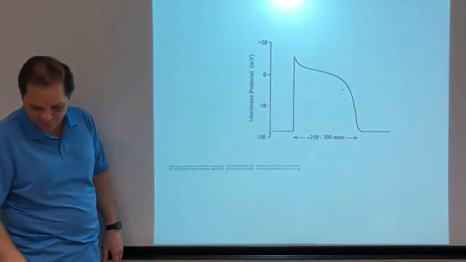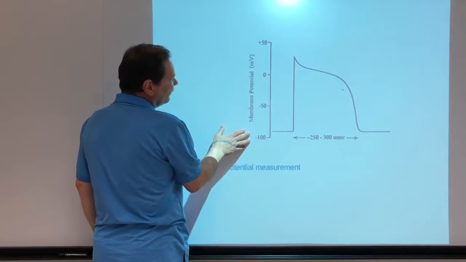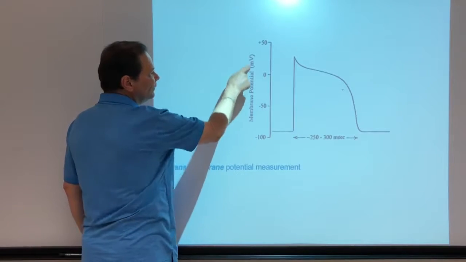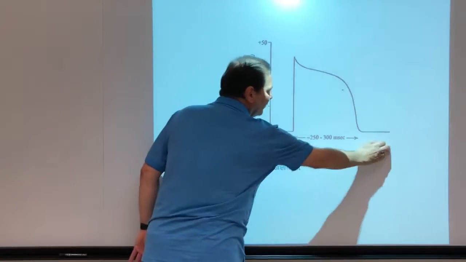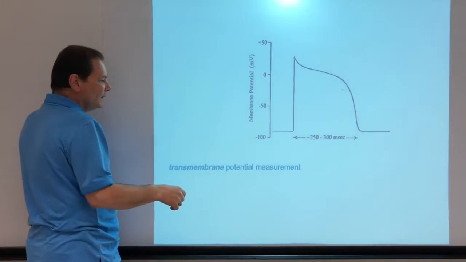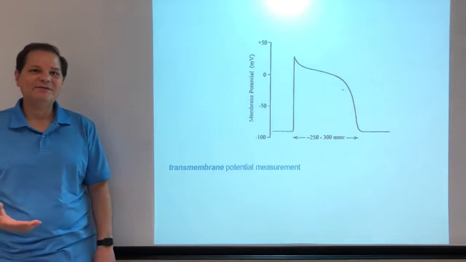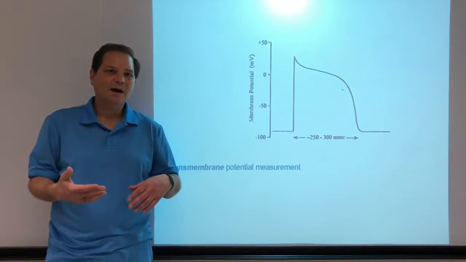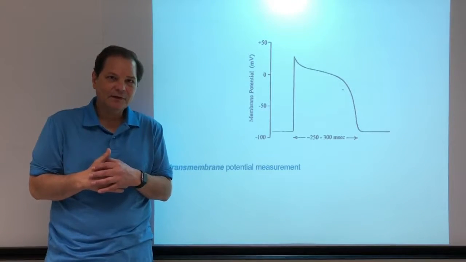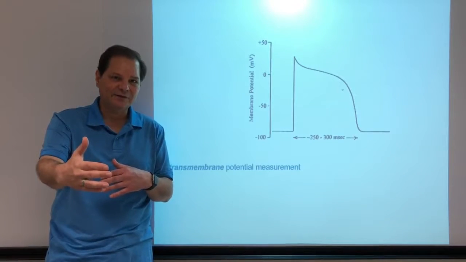The first thing you'll notice is that this is labeled membrane potential here on the y-axis. This is voltage, millivolts, okay? And this is time on the x-axis. Time goes from here to here, that way. This is a transmembrane potential measurement. And what that means is that your membrane voltage is the voltage inside your cell, the amount of charge inside your cell relative to the charge outside the cell.